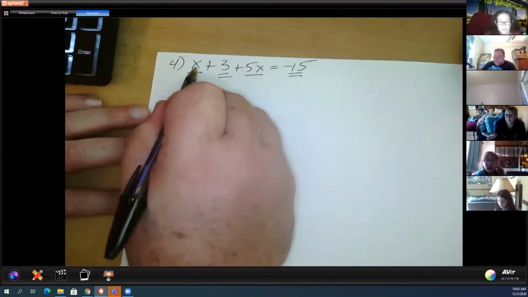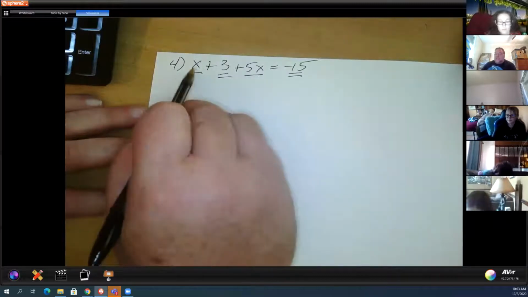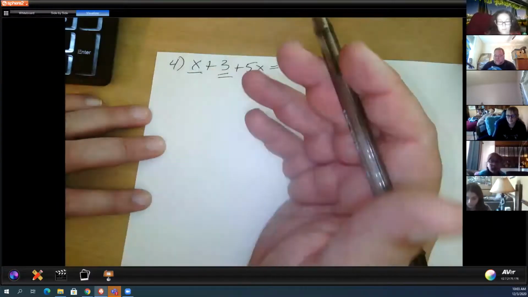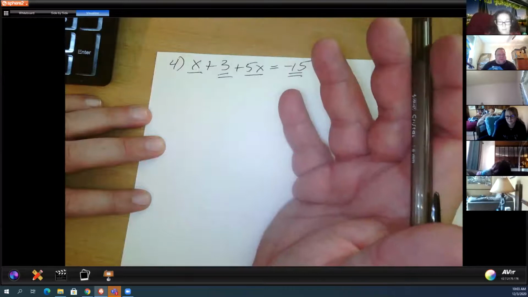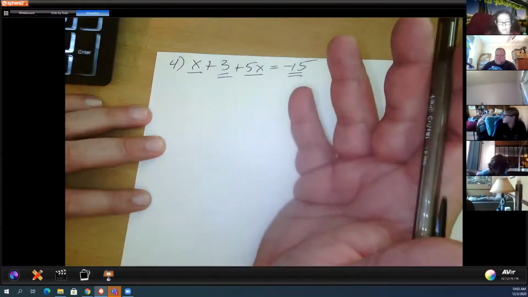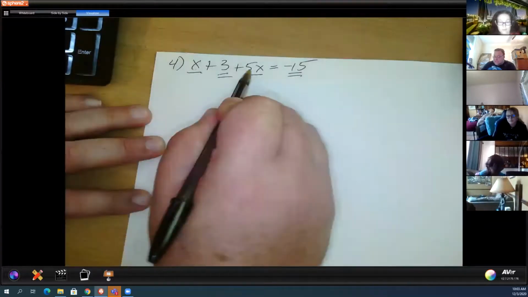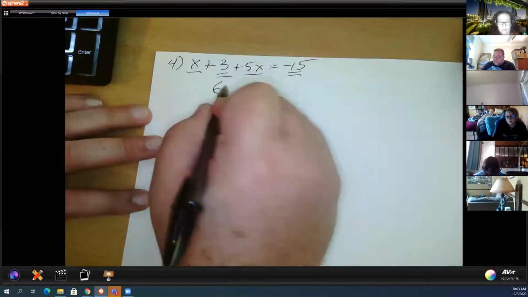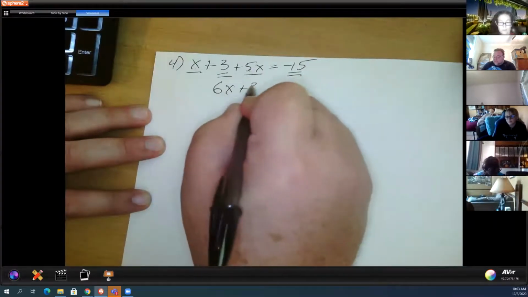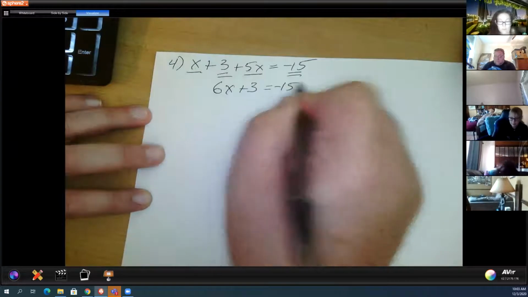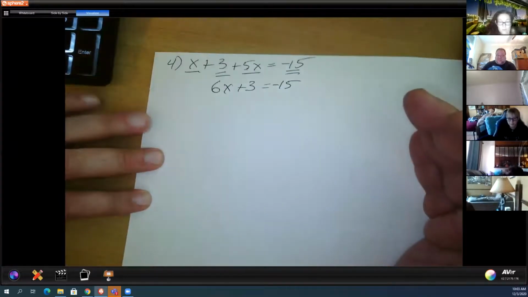So I've got x and 5x. Now x is 1x because there's 1x. It doesn't have a number in front of it, but it's still there, so that means there's one of them. So when I add these two terms, I'm going to get 6x. And then I'm going to bring down my 3. And now it's just a standard 2-step equation, right?